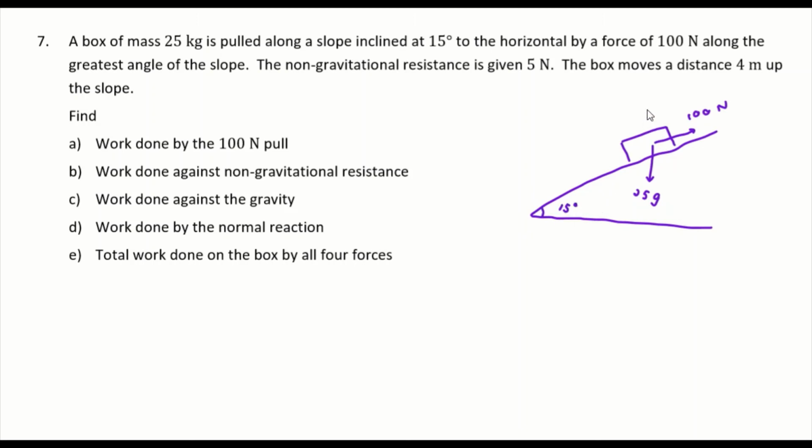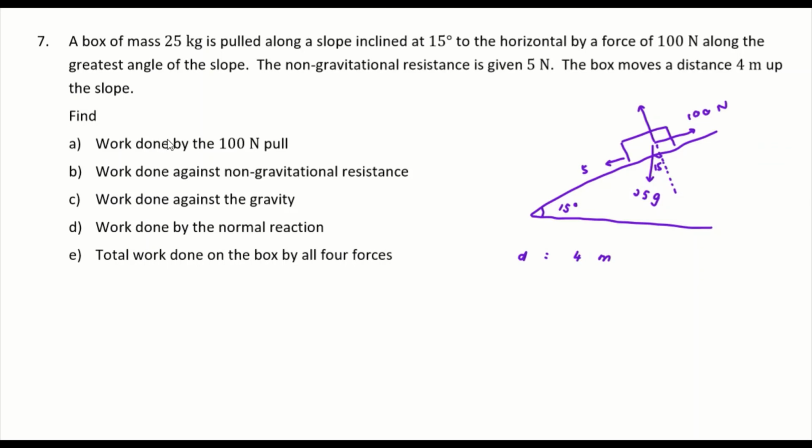The slope is inclined at 15 degrees. At the same time, we know that there will be a normal reaction, in the direction perpendicular to the slope. When you extend it, this is how you get 15 degrees. Okay, the non-gravitational resistance, which means the friction and so on, is 5 newton. It opposes the direction of the motion, which is here. Okay, so it's 5 newton. The box moves a distance of 4 meter up the slope. So let me write here, the total distance is 4 meter.